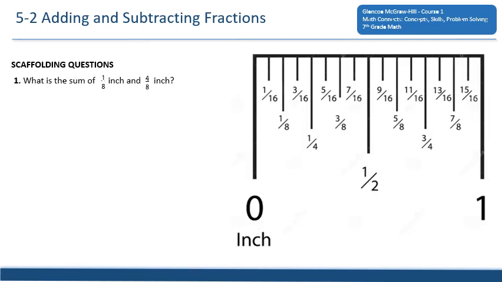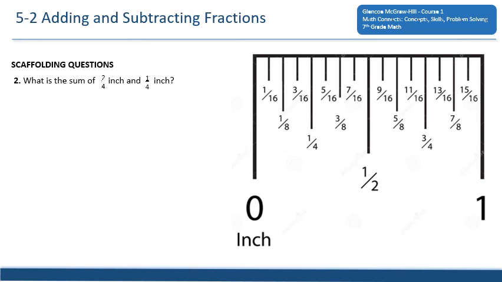Scaffolding questions. What is the sum of 1/8 inch and 4/8 inch? So we have a piece of a ruler here, or measuring tape, and it's broken up into different lengths. So 1/8 is recognized there in the blue shading, and then we need to add 4/8, so 4 of those, which is in the purple, and we get 5/8. All we have to do is add the numerators to get 1 plus 4 over 8 equals 5/8.